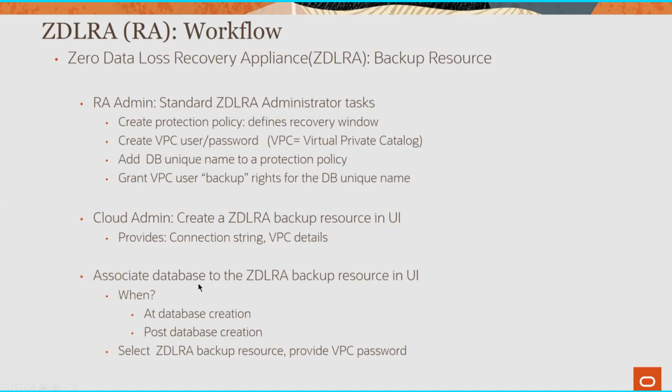And then the third step is when a database is created or post-database creation, you can associate that database to that RA backup resource location. And again, that can be done when you're creating the database through the UI, or if you decide to postpone, say you're not sure where you want this database to back up, you can then come back to that database and select one of the options, and one of those being the RA if it's configured as a backup location. And at that point, you would select the backup resource and provide the VPC password.